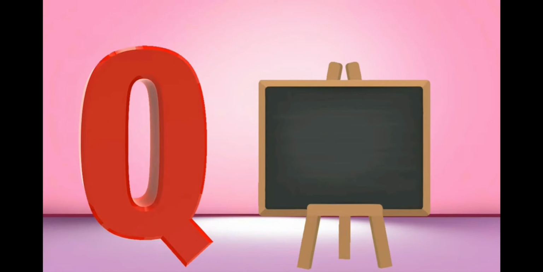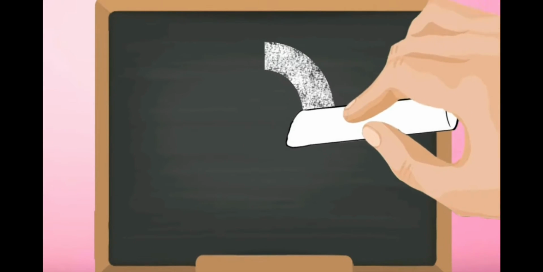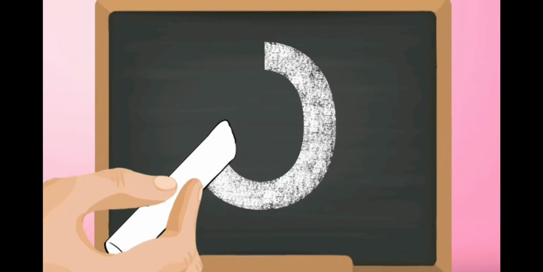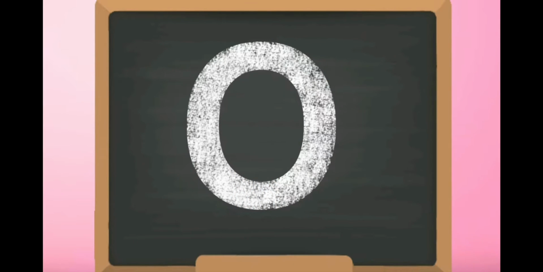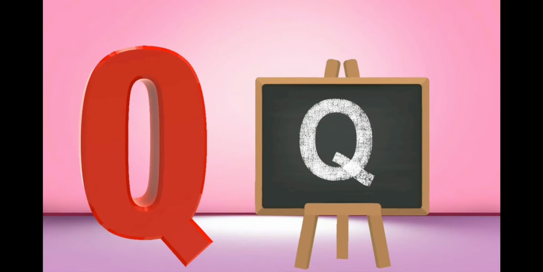Q, capital Q. Start from the top and make the capital letter O. Then from inside the O, make a slanting line to the right reaching the bottom. Q, capital Q.